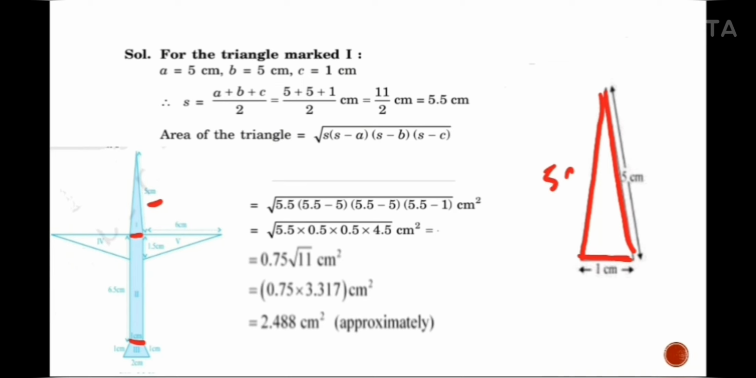Now since this CD is equal to 1 centimeter, AF will be also 1 centimeter, and since this AD is 1 centimeter, this FC will be also 1 centimeter. Now if this is 1 centimeter and total is 2 centimeter, that means BF is also 1 centimeter.